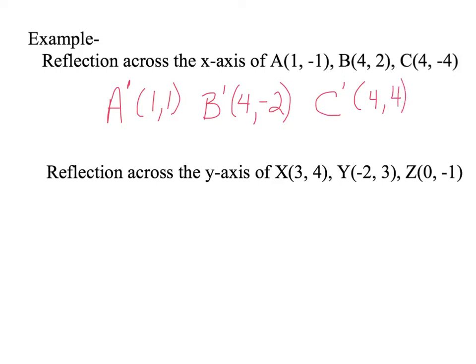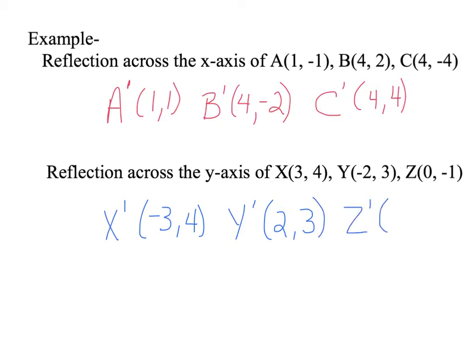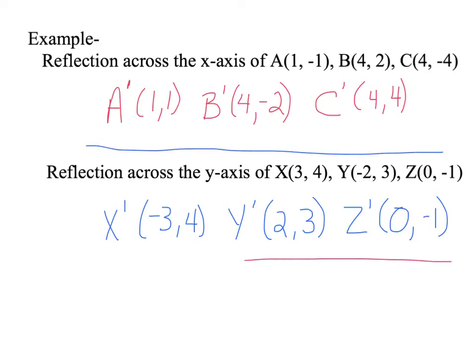In the next example, we're going to reflect across the y-axis, so if you flip across the y, change the x. So X becomes X prime, and that would be negative 3, 4. Y prime would be positive 2, 3. And Z prime would be, well, what's the opposite of 0? Well, that's just 0. So it would be 0, negative 1. So, flip across the x, change the y, that we did here. Flip across the y, change the x, that we did here.